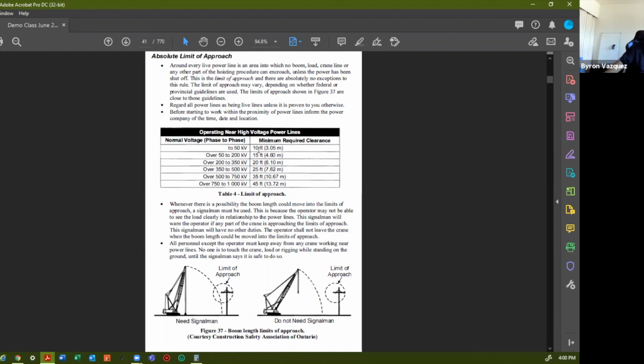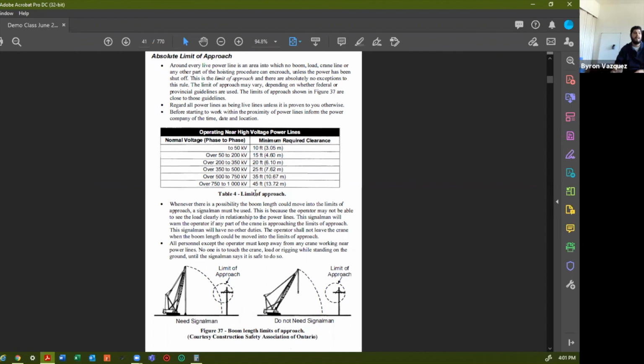And so looking at this chart, we have the normal operating near high voltage power lines. If you're able to read this chart, you're going to be able to answer any questions. And all that's saying is, if you're near a power line that has 200 to 350 kilovolts, you're going to want to stay a minimum of 20 feet away. Or if you're by a high powered power line, 750 to 1,000 kilovolts, a minimum of 40 feet.